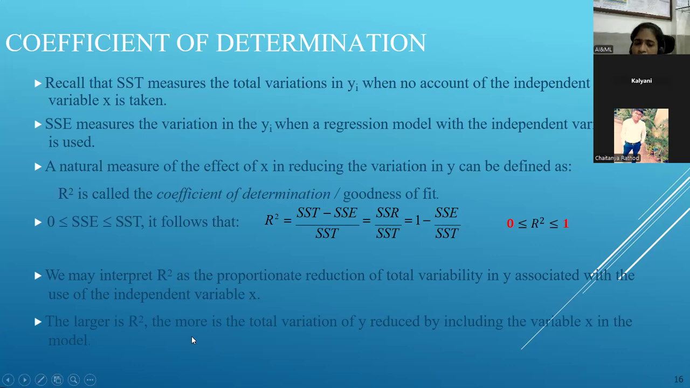Larger is the R square, more is the total variation reduced by including the variable X. So this will help me decide whether to take that feature for prediction or not. Many times I have so many features in my data, and those particular features may not be important in the model. So this helps us remove irrelevant features from the model. Is this clear?